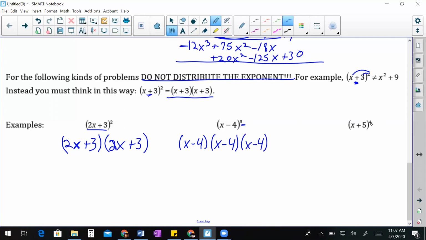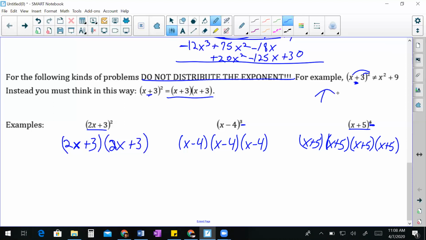Likewise, x plus 5 to the 4th power. Do I just distribute the 4? No, I do not do that. The process doesn't change just because our exponent got bigger. All to the 4th power means is this number times itself 4 times. So I've got x plus 5 times x plus 5 times x plus 5 times x plus 5. Now you already know how to multiply these. We've already done all of the hard work earlier in this lesson.